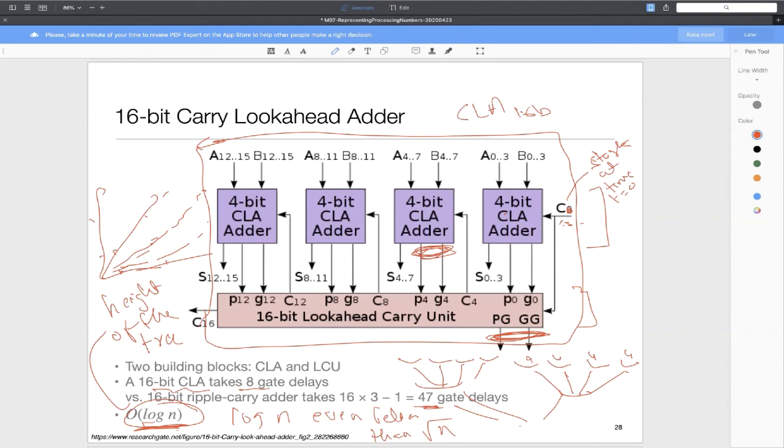Yeah, it sort of becomes an obvious generalization, and you can mix and match, right? I mean, let's say I want to make a 32-bit look ahead adder. I can use 2 groups of 16, and then use a look ahead unit which is designed for 2 instead of 4. So I can take a look ahead unit of size 2, take 2 groups of 16, and make a 32-bit look ahead adder.